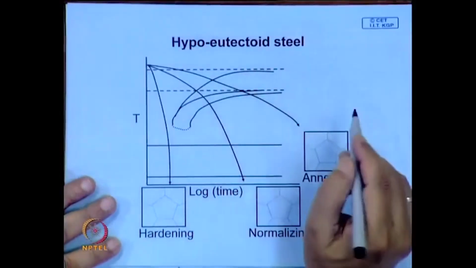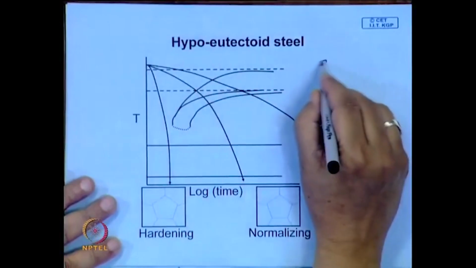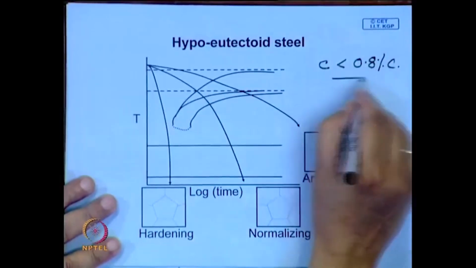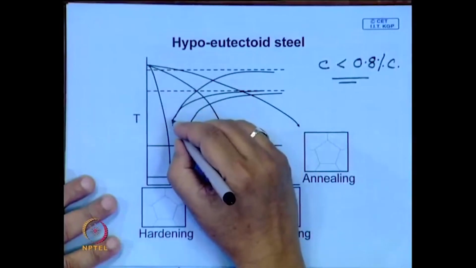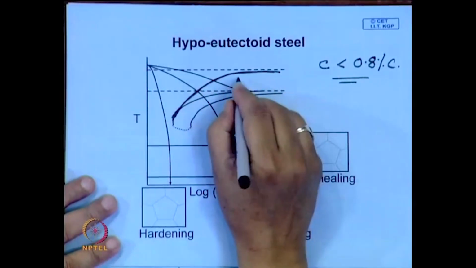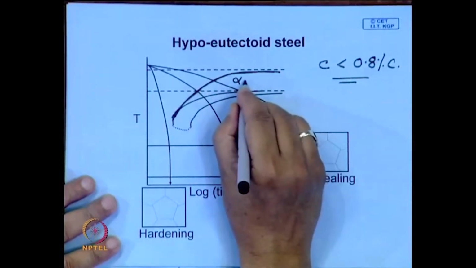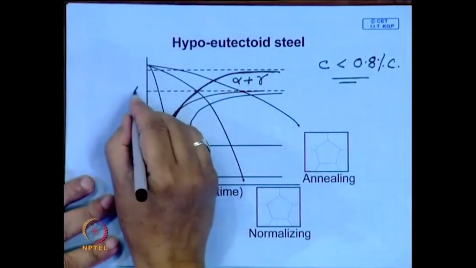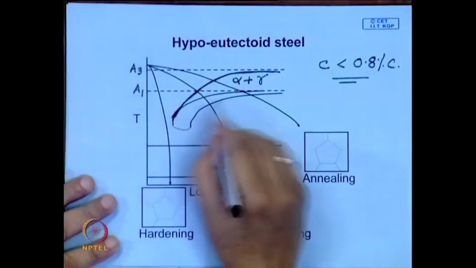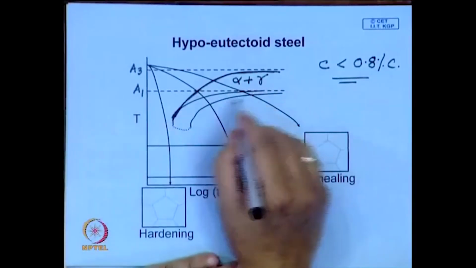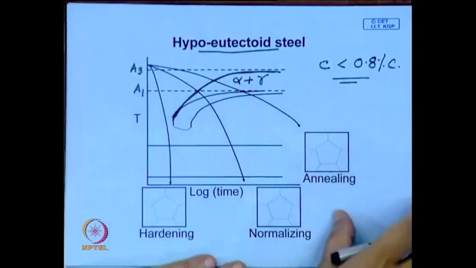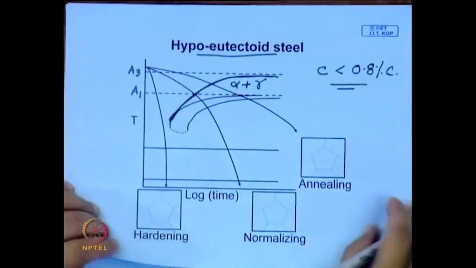Now, hypoeutectoid steel, if you know, means the carbon content is less than the eutectoid composition, which is around 0.8% carbon. In the typical phase diagram, if you recollect, there will be an additional line here which will represent the start of precipitation of proeutectoid ferrite. This is the A1 temperature, the lower critical temperature, and this is the upper critical temperature. This continuous cooling diagram, the CCT diagram for hypoeutectoid steel, will help you in understanding this process which is drawn over here.